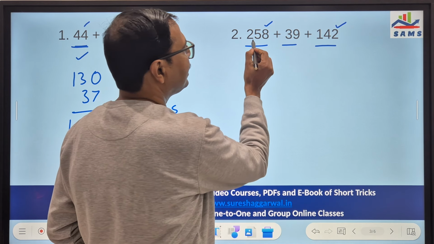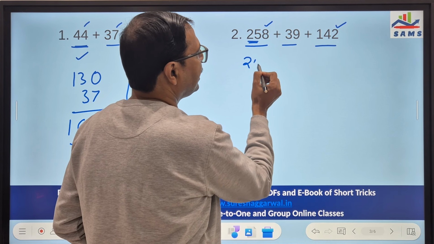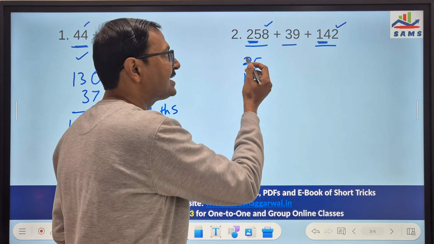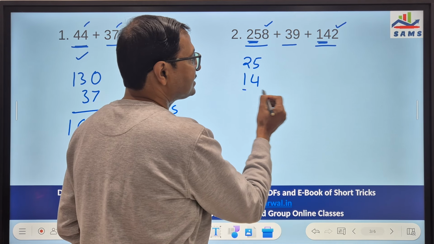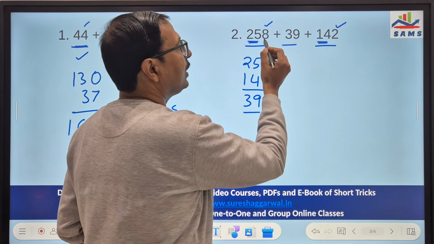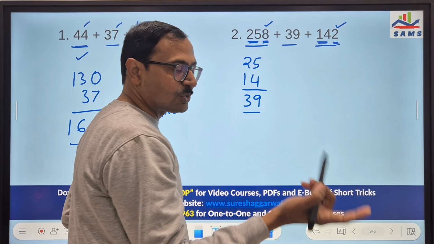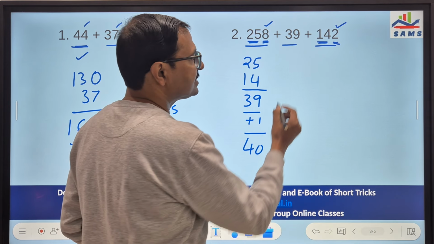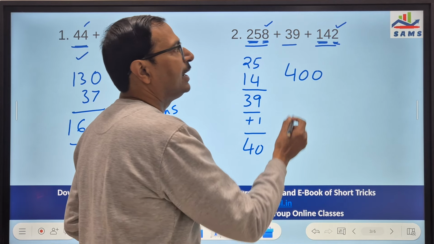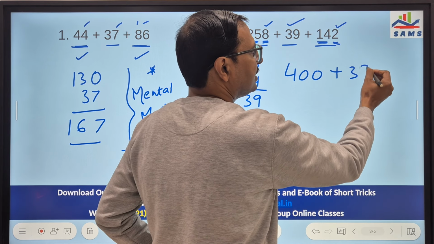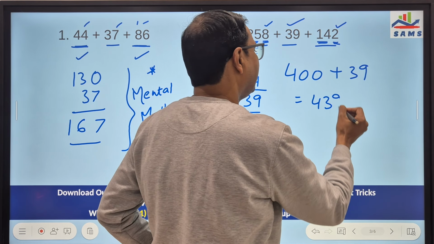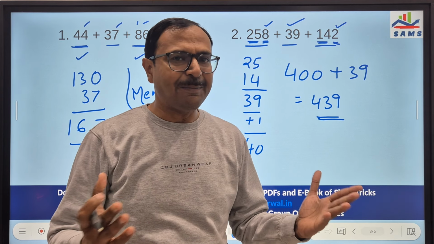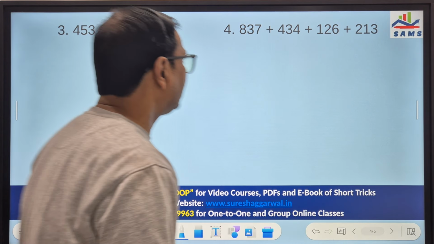So how many tens are here? 25 tens, and here you have 14 tens. Now this is all again mental maths. 25 tens and 14 tens adds up to 39 tens. So you have another 10, 8 plus 2, 10. So it gets you exactly 40 tens, and 40 tens is exactly 400, and adding 39 is just nothing. 439 is the answer for this particular addition problem. Mental maths, right? Let's practice now.